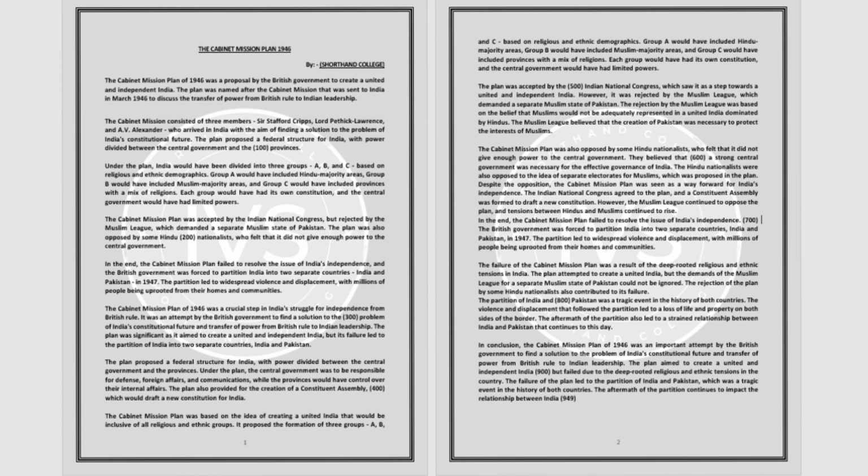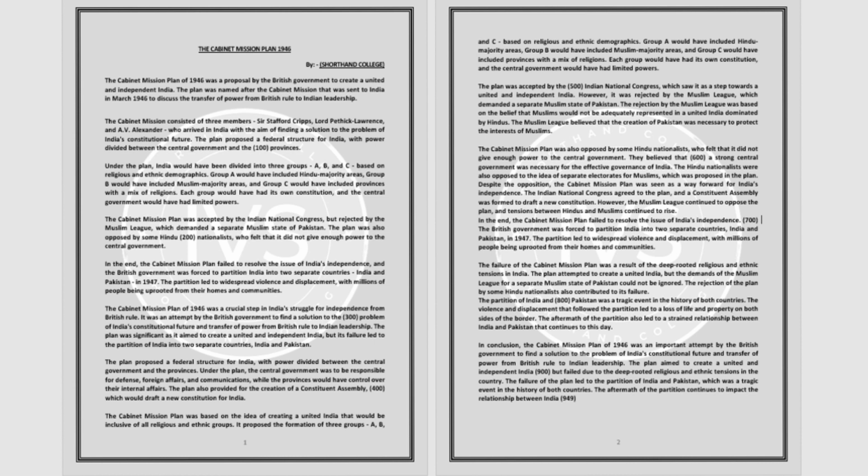The assembly was to draft a new constitution. However, the Muslim League continued to oppose the plan and tensions between Hindus and Muslims continued to rise. In the end, the Cabinet Mission Plan failed to resolve the issue of India's independence. The British government was forced to partition India into 2 separate countries, India and Pakistan, in 1947. The partition led to widespread violence and displacement, with millions of people being uprooted from their homes and communities.